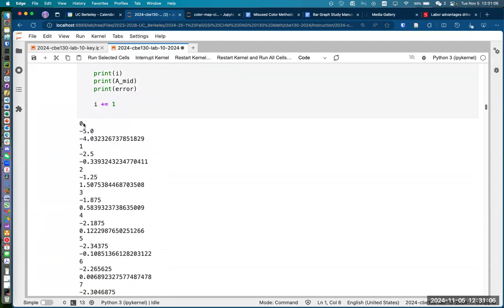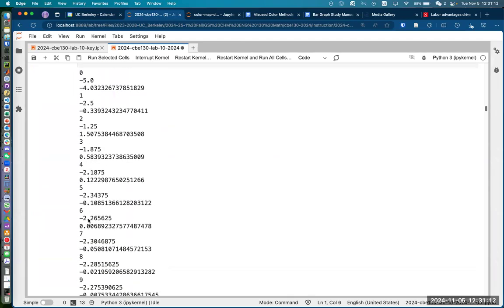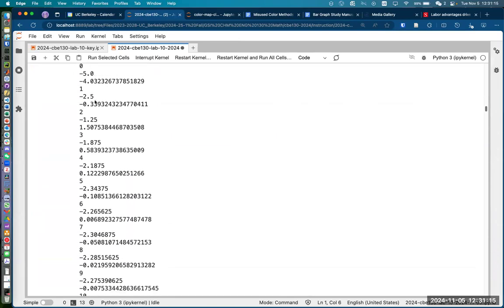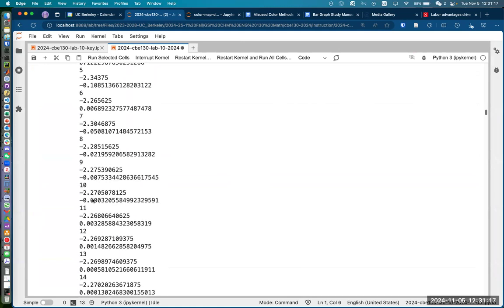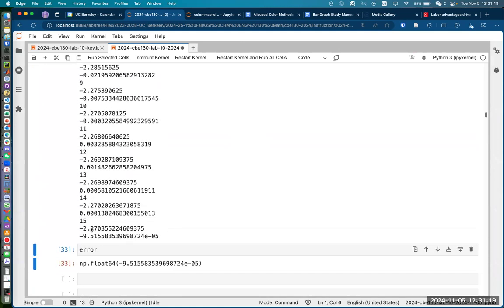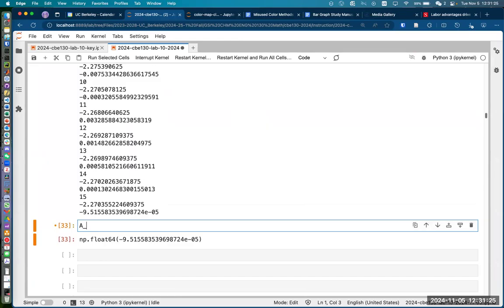And you'll see that as the iteration goes through, the error term, the magnitude of the error gets smaller and smaller. And then we're getting convergence to our optimum A, which is minus 2.27. So this will be our optimum A. So I'll assign it to A optimum as A middle.